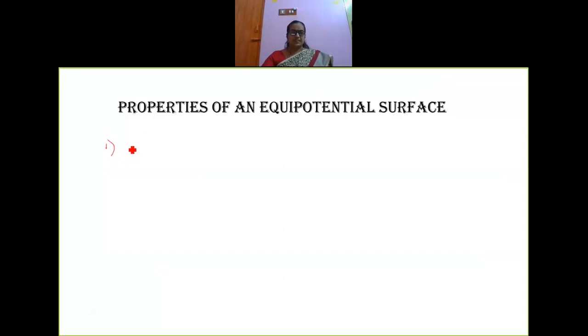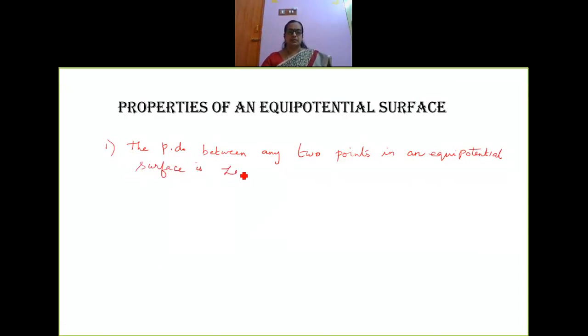The first property says that the potential difference, I write it as PD in short, the potential difference between any two points in an equipotential surface is 0. Now, let me consider an equipotential surface.